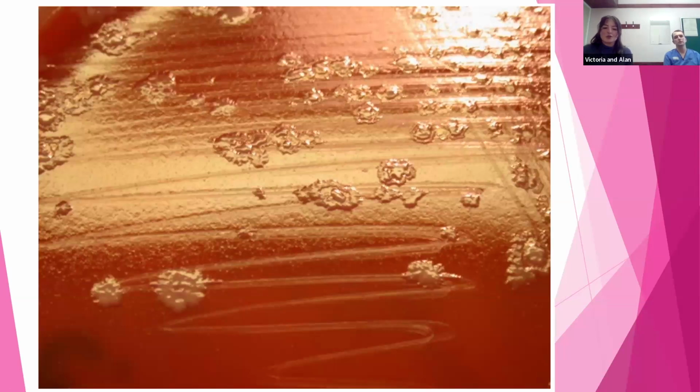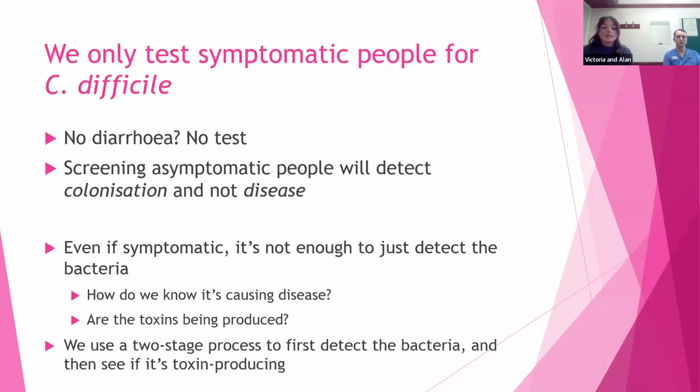Classically, the gold standard for diagnosing C. diff was culture. This is what C. diff looks like on a culture plate. These little fried eggs, each one of these is a colony of C. difficile bacteria. However, it's quite time consuming. It's not necessarily the most sensitive method. And so this is not how we routinely diagnose C. difficile anymore in Scotland.